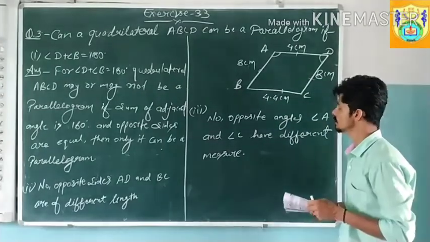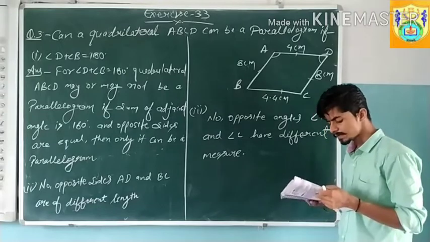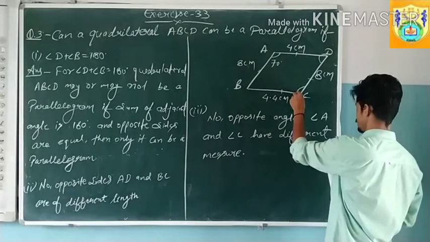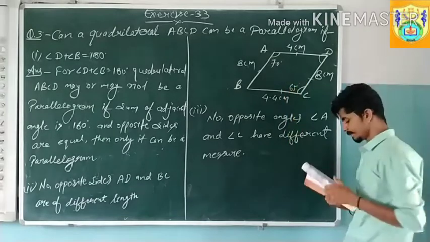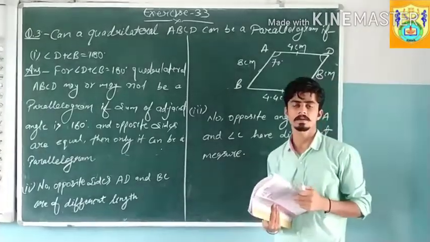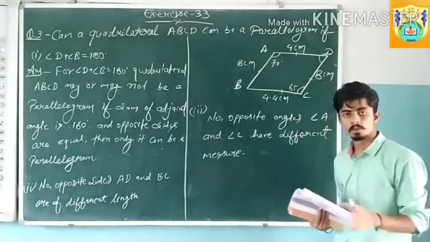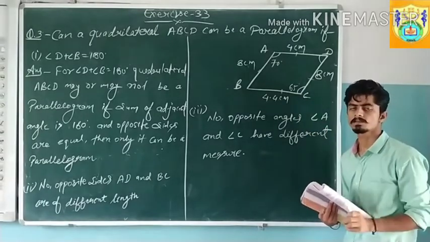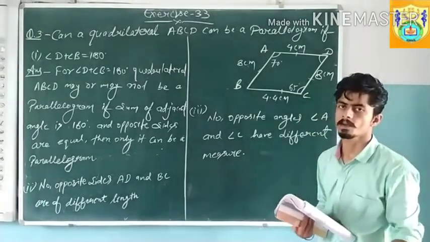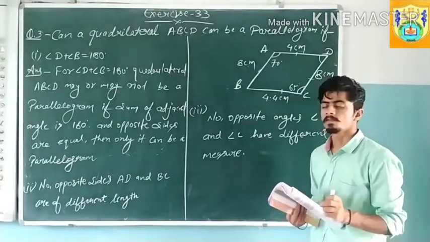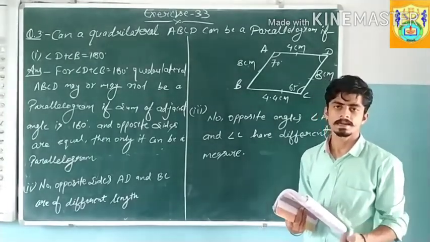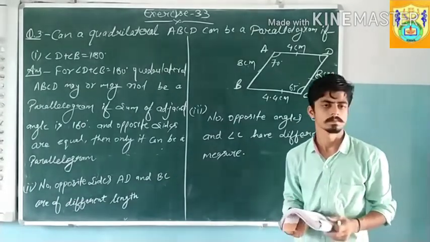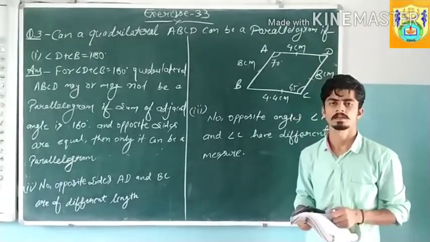So the third condition is angle A is 70 degrees and angle C is equal to 65 degrees. By this condition, can the quadrilateral be a parallelogram? No, because the opposite angles are of different measurements. That's why the quadrilateral cannot be a parallelogram. For a parallelogram, it is compulsory that opposite sides have to be equal in measure. That's all for question number 3.